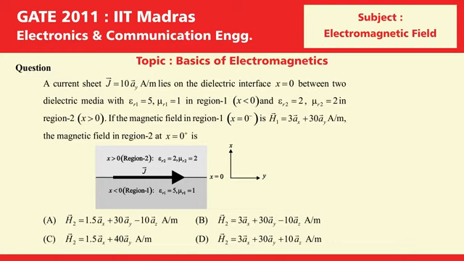This question was asked in GATE 2011. A current sheet J equal to 10 aY cap ampere per meter lies on the dielectric interface X equal to 0 between two dielectric media, with epsilon R1 equal to 5, mu R1 equal to 1 in region 1, which is X less than 0, and epsilon R2 equal to 2, mu R2 equal to 2 in region 2, which is X greater than 0. If the magnetic field in region 1, at X equal to 0 minus, is H1 equal to 3 aX cap plus 30 aY cap ampere per meter, the magnetic field in region 2 at X equal to 0 plus is: option A, H2 equal to 1.5 aX plus 30 aY minus 10 aZ; option B, H2 equal to 3 aX plus 30 aY minus 10 aZ; option C, H2 equal to 1.5 aX plus 40 aY; and option D, 3 aX plus 30 aY plus 10 aZ.